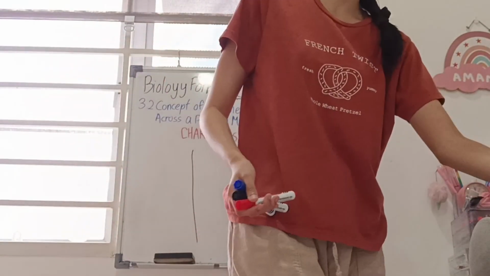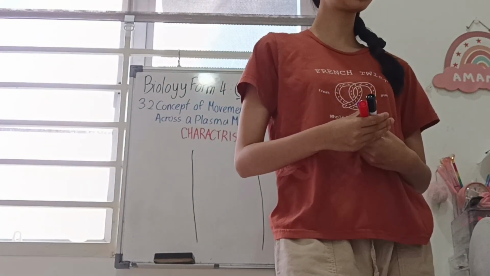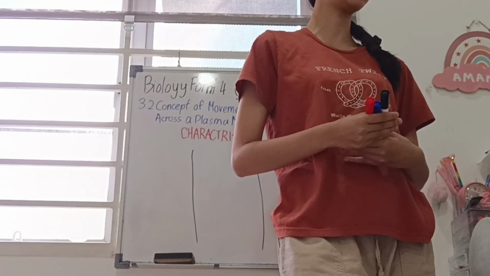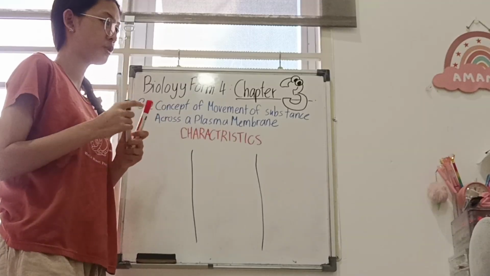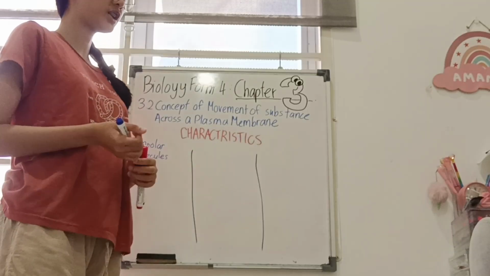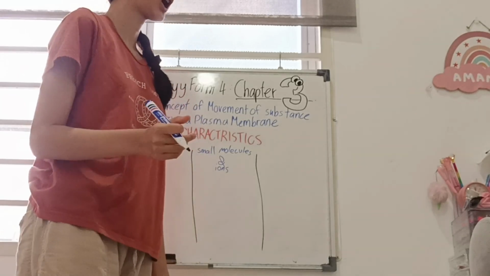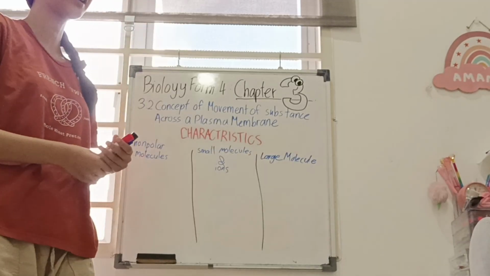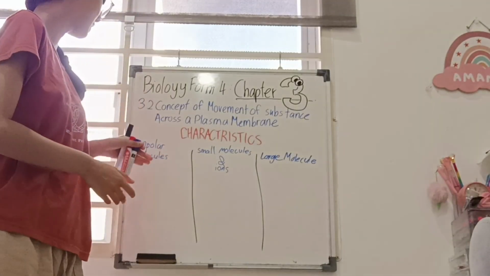According to the textbook, there are three characteristics, which are molecule size, polar molecule, and ionic charge. The first one is non-polar molecules. The second one is small molecules and ions. And the third one is large molecules. I will repeat again. The characteristics of the substances that can go across the plasma membrane are, first, non-polar molecules, small molecules and ions, and large molecules.